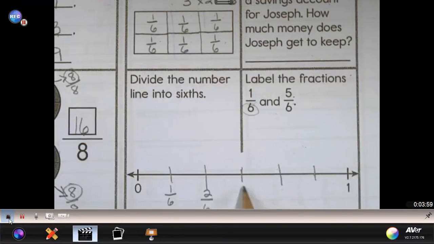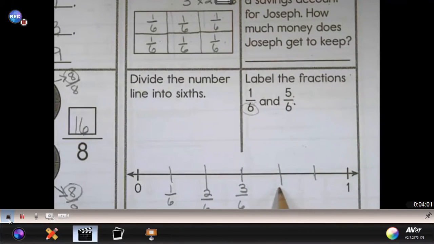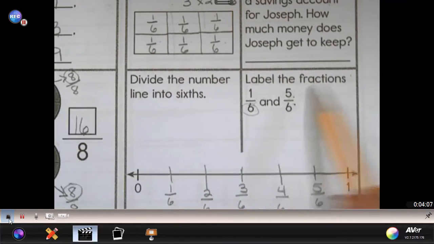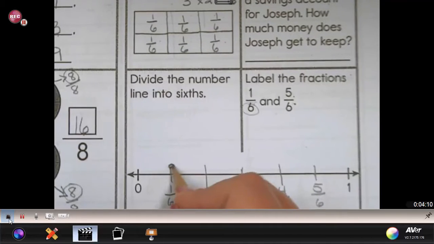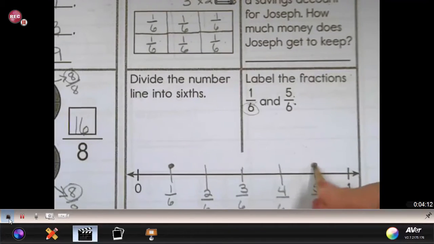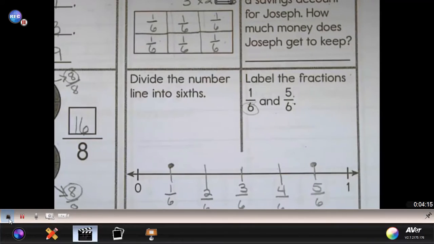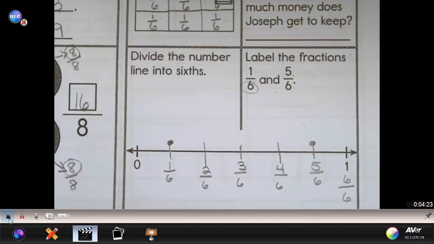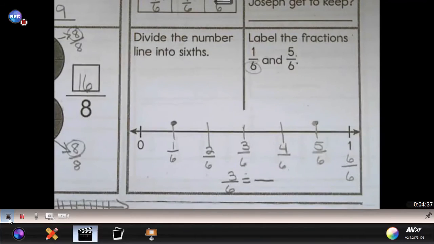2/6, 3/6, 4/6, and 5/6. So it's set to label the fractions 1/6 and 5/6, but I also want you to label 6/6, which is one whole. And for our discussion today, I want you to tell me, in simplest form, what is 3/6? So 3/6 in simplest form is your discussion for today.